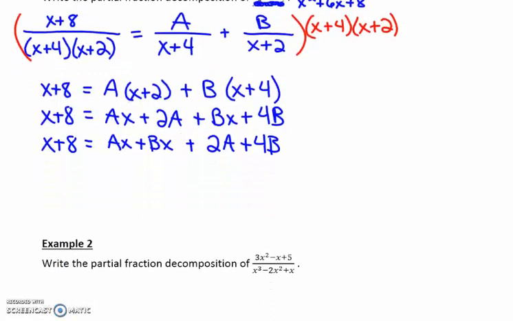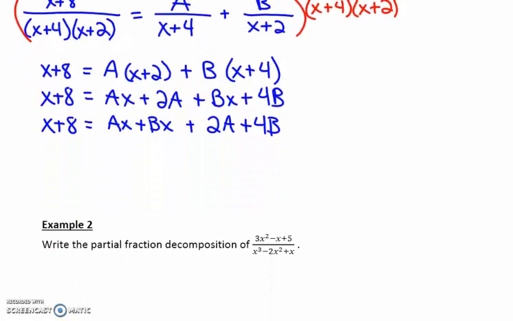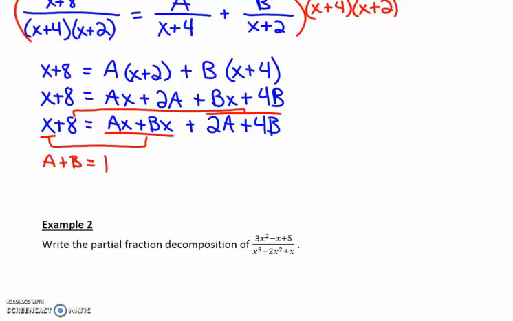Okay, and so because we have those grouped together, then we know that our x is going to equal Ax plus Bx, and then our 8 is going to equal the 2A plus 4B. So we have A plus B equals 1, because remember, there's a 1 in front of the x, so 1x equals Ax plus Bx. And then we have 2A plus 4B equals 8.